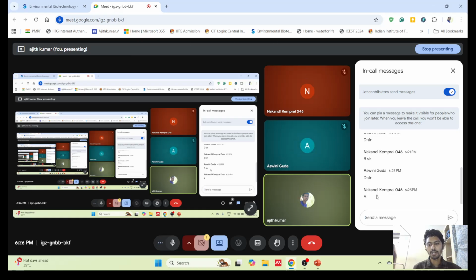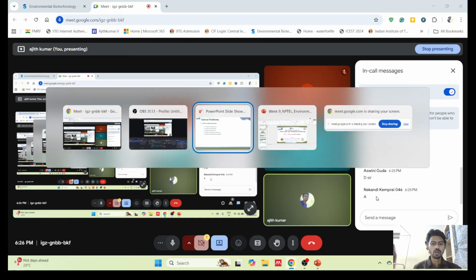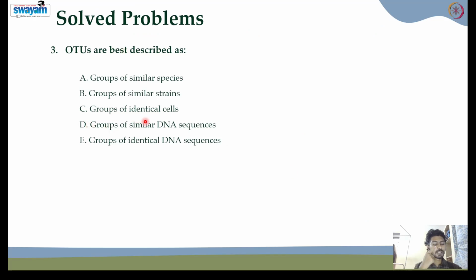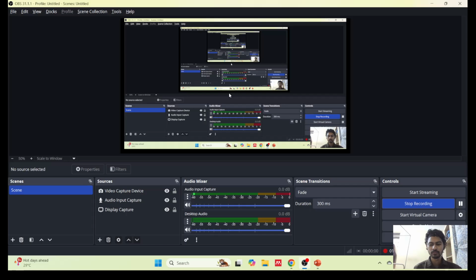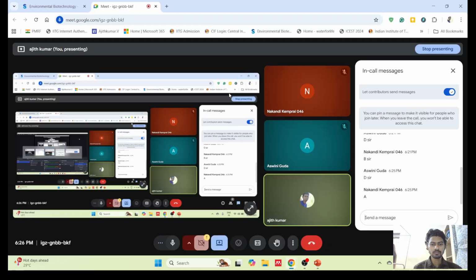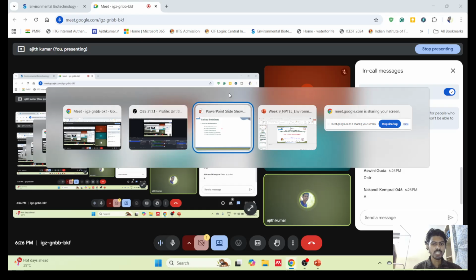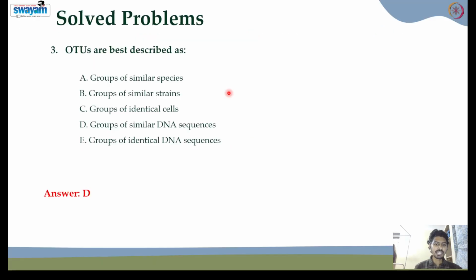Option D and option A. Okay. Option D, group of similar DNA sequence. Option A, group of similar species. Okay, now we will see the solution. The correct answer is option D, group of similar DNA sequence.